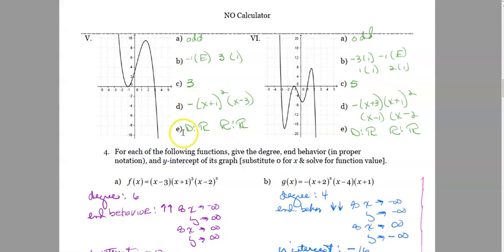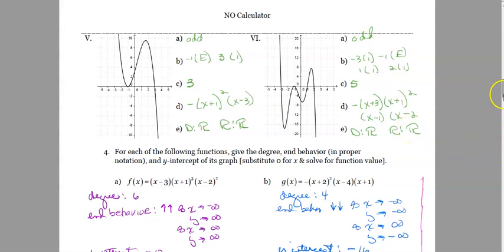For odd functions, domain and range are the same, all real numbers, or you can write negative infinity to positive infinity, non-inclusive. Okay, here's number 6. Here's a single root, double root, single, single. So here they all are. Again, the arms are up and down. That makes the leading coefficient negative, and the domain and range are exactly like they were for number 5.